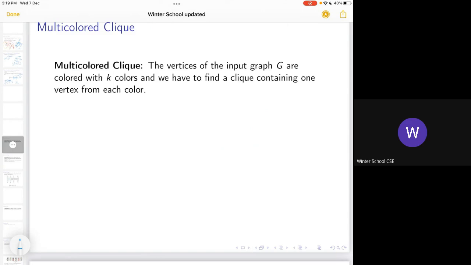So if V1, V2, ..., Vk are my vertex color classes, then from V1 I want one vertex, from V2 I want one vertex, from V3 I want one vertex. Similarly, from Vk I want one vertex. So this will be a colorful clique. So instead of outputting any clique, we want to output a k-colored clique.